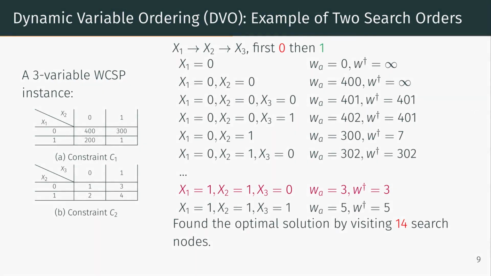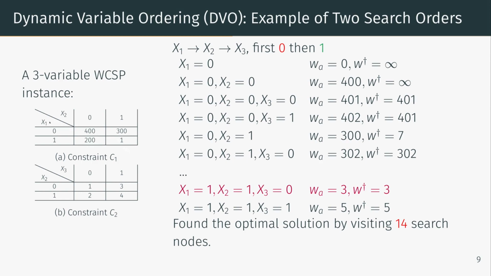Let's go through an example. Let's say there's a 3-variable WCSP instance. There are 2 constraints in it. The first constraint is between x1 and x2, and the second constraint is between x2 and x3. And the weights corresponding to each assignment of the 2 variables are listed in this table.